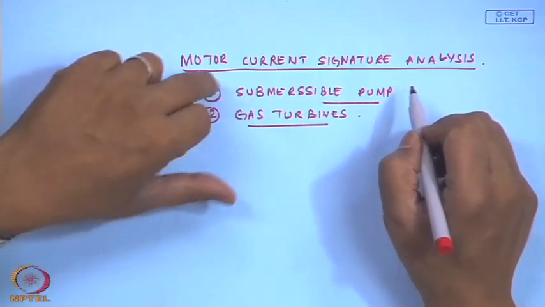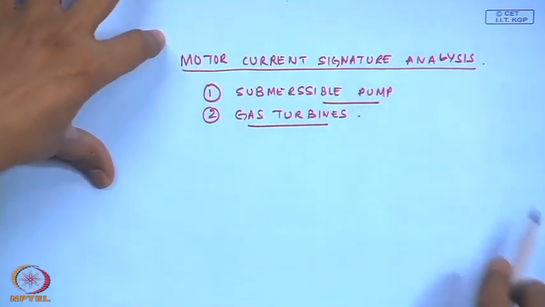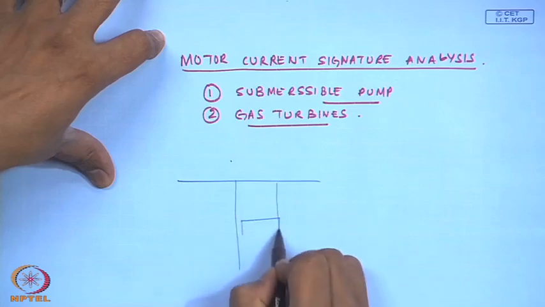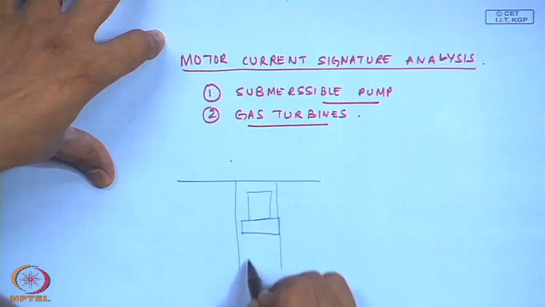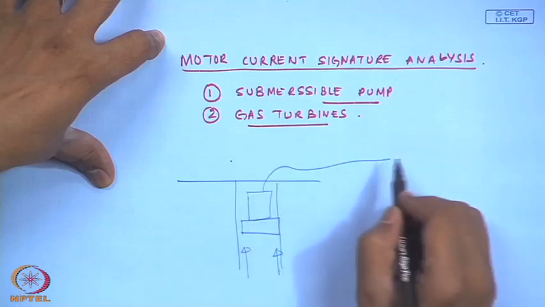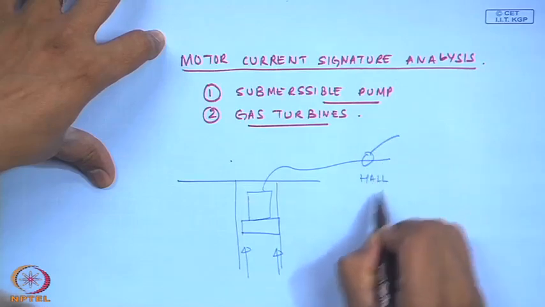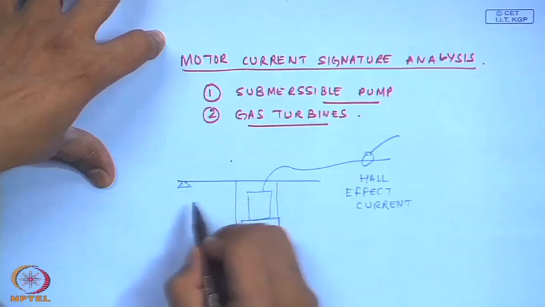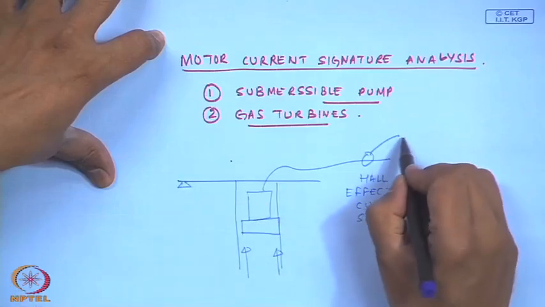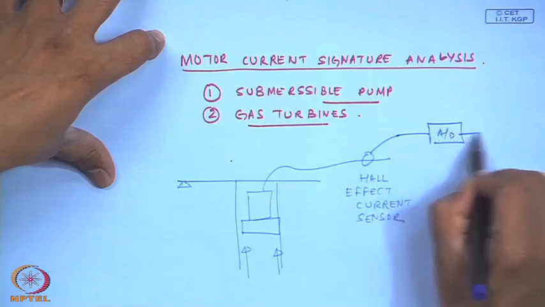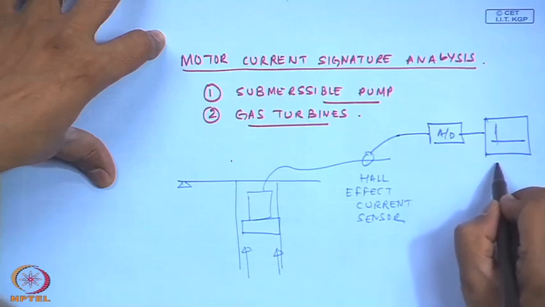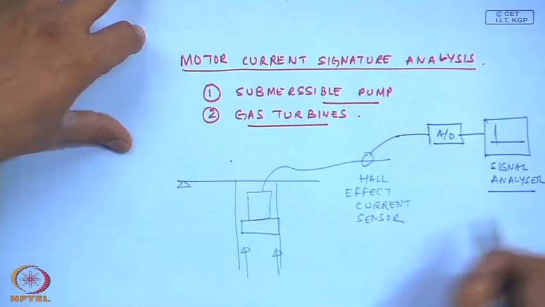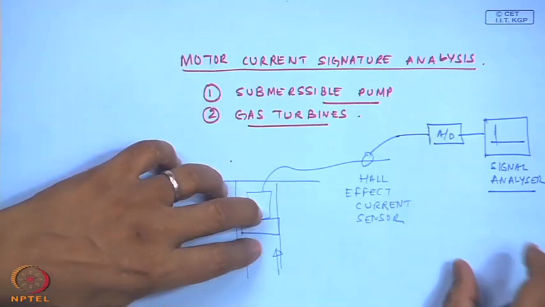I believe we have talked about motor current signature analysis in submersible pumps, which are under the ground and rotated by a motor. All we require is a Hall effect current sensor, and then we can have an ADC process and do signature analysis. And this could be under the ground, so we need not worry. The same is true for turbines.